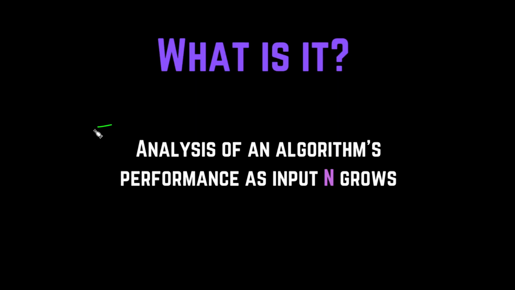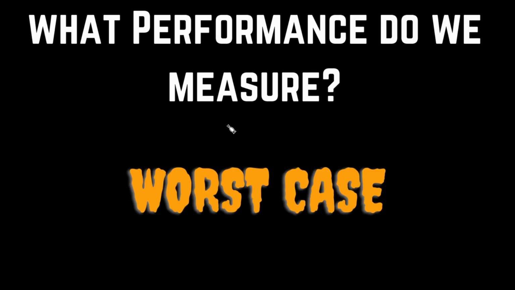So in few words, the big O notation is the analysis of an algorithm's performance as the input grows. That's the core concept. And which performance are we measuring? We are measuring the worst case. When we talk about technical interviews, 9 out of 10 times, your interviewer is actually going to ask you the worst case. That allows you to understand how your algorithm is going to perform given a big input.